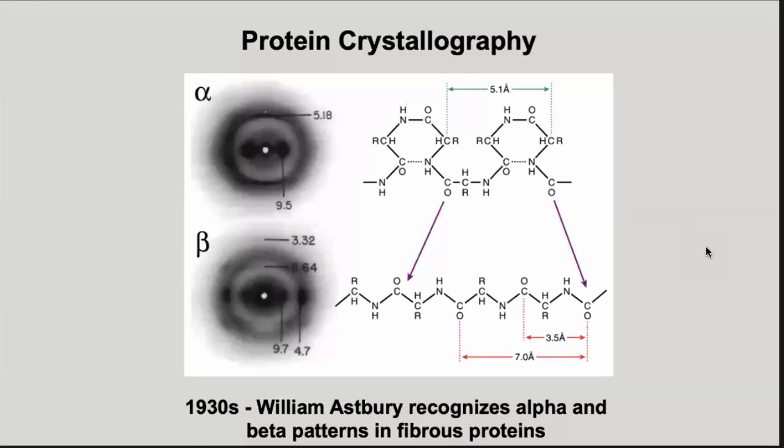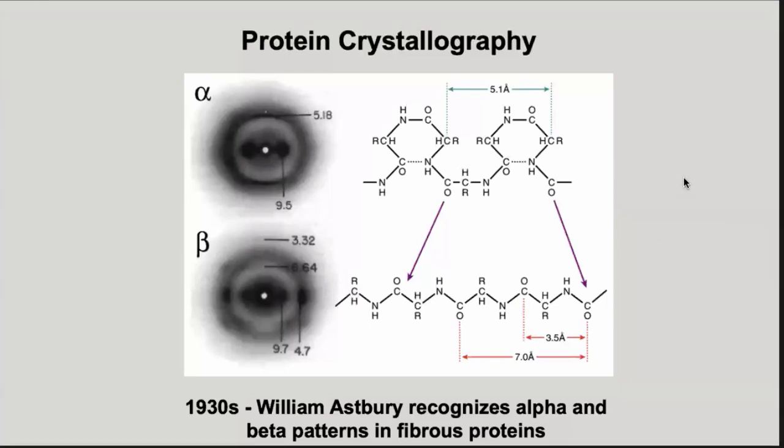And he made this interesting discovery that if he took some of these fibers, especially any kind of animal hair, so wool from a sheep, but even human hair, and you blasted it with X-rays, you get this very, very simple pattern that he called the alpha pattern, which had one dot that corresponded to a distance of 9.5 angstroms, and some other dots that corresponded to a smaller distance of about 5.18 angstroms.